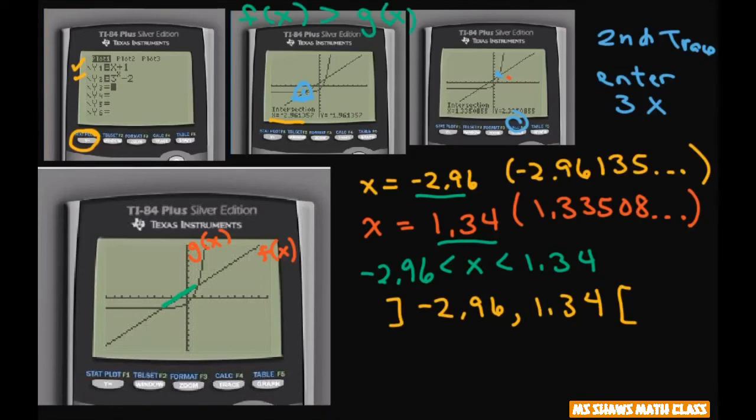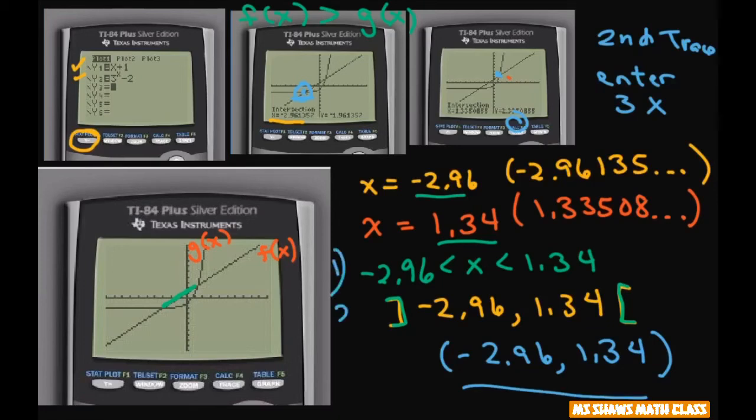So this is another way to make the marks go the opposite way. Or you could write it as just negative 2.96, comma, 1.34. So either way, any of these 3 methods is appropriate.